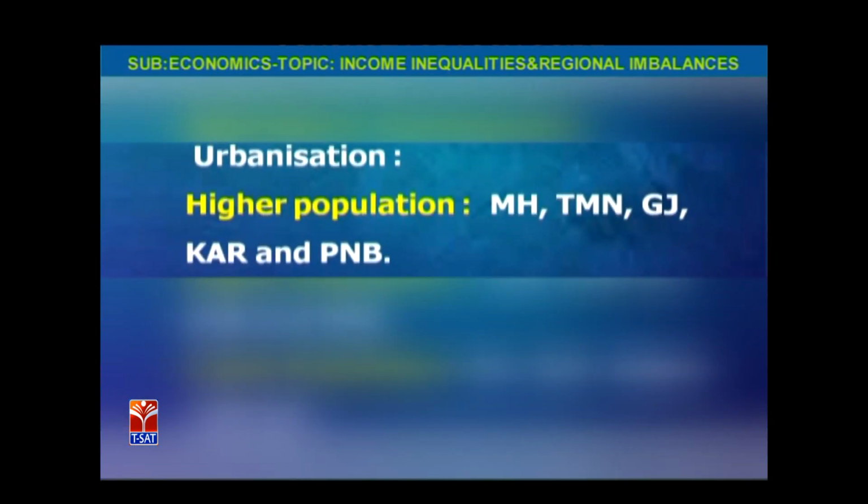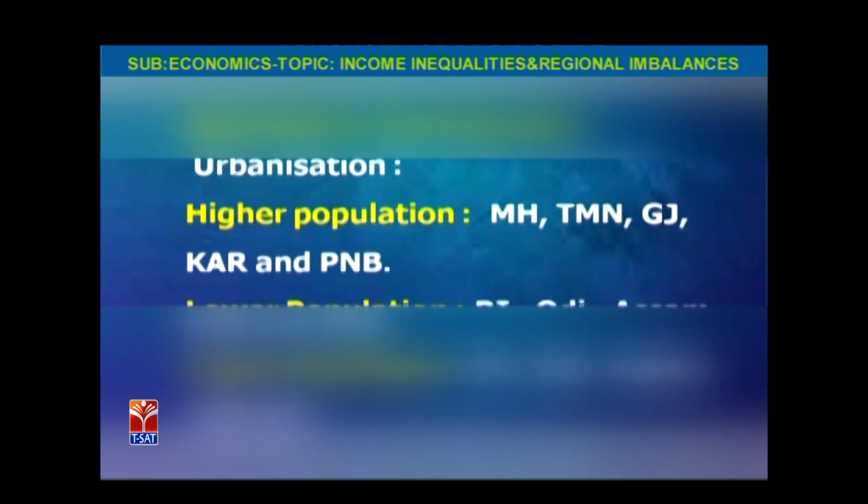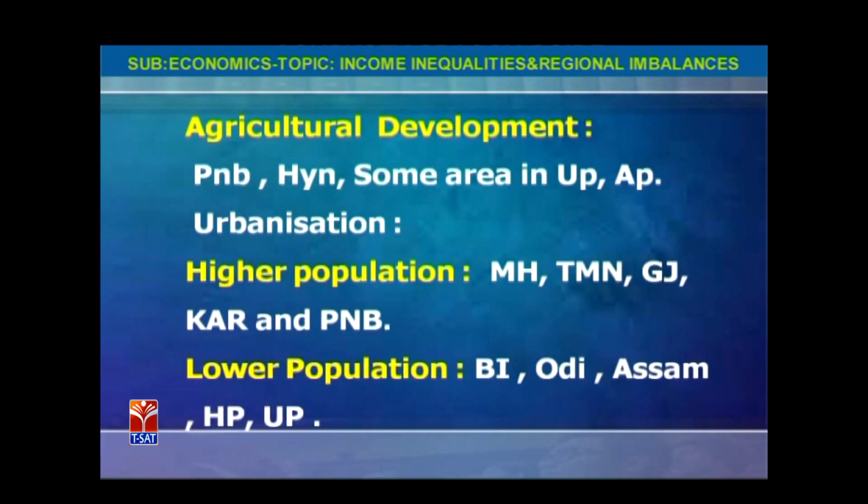Urbanization: high urban population we observe in Maharashtra, Tamil Nadu, Gujarat, Karnataka and Punjab. Urban population is more in these 5 states. Lower urban population we observe in Bihar, Odisha, Assam, Himachal Pradesh and Uttar Pradesh. This is another indicator of regional imbalances.